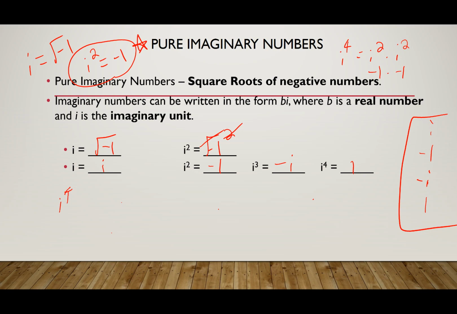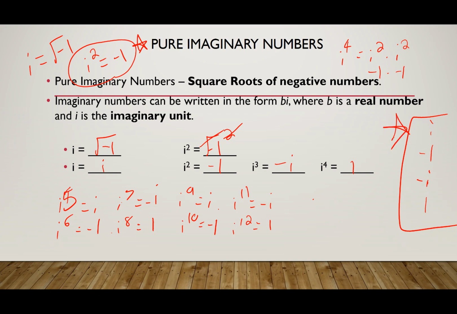So i to the fifth is i. i to the sixth is negative 1. i to the seventh is negative i. i to the eighth is 1. Then it repeats again. i to the ninth is i. i to the 10th is negative 1. i to the 11th is negative i. i to the 12th is 1. And it continues going over and over again. So it's always going to be one of these four: i, negative 1, negative i, or positive 1.